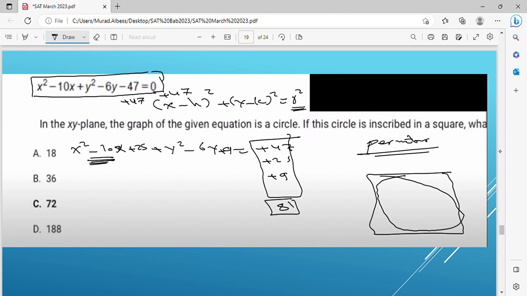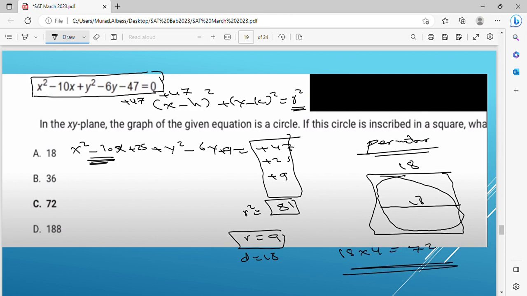This is the r square. The r square is 21. So r is equal to 9. The diameter now, the diameter is 18. The diameter is the same as the side. So the perimeter of the square is 18 times 4. That's equal to 72.